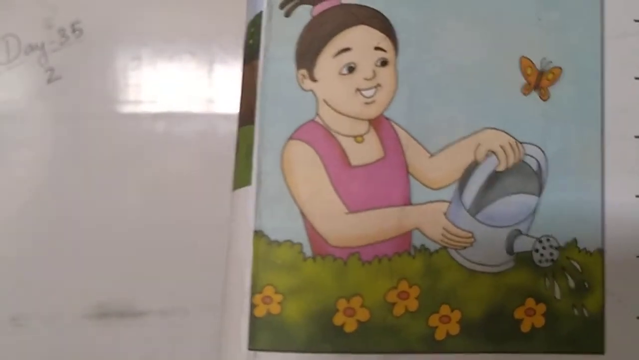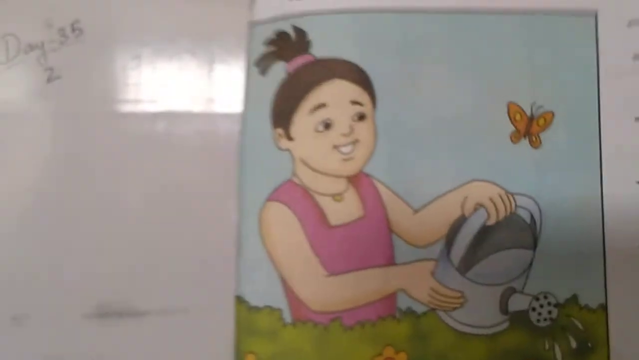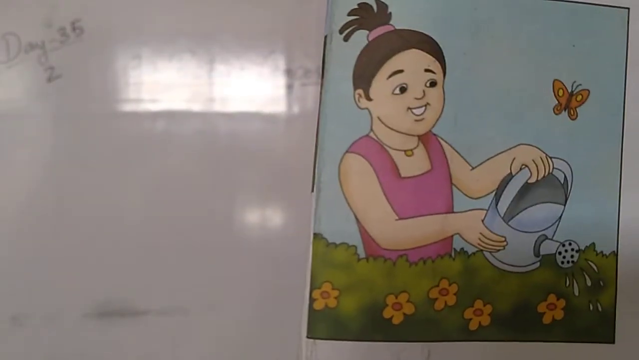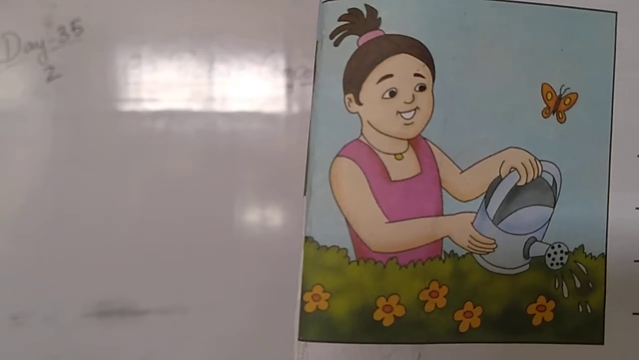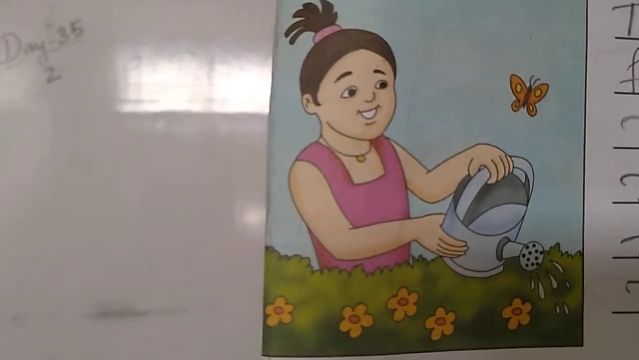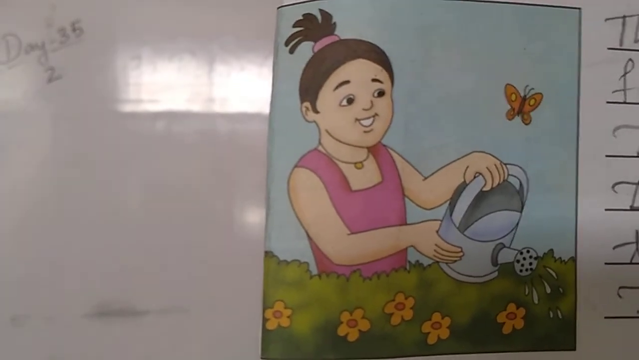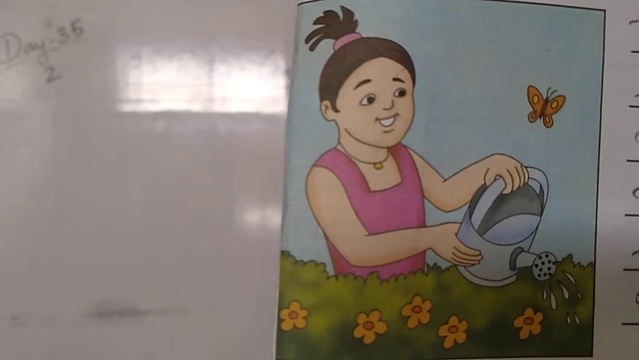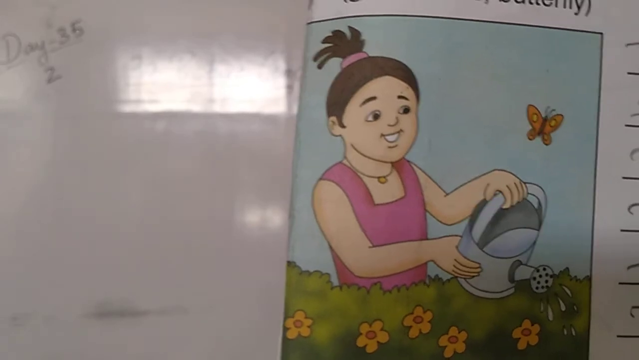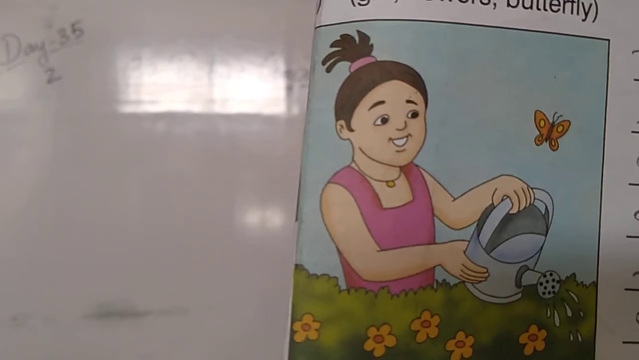What is the girl doing here, children, in this picture? Can you tell me what the girl is doing? The girl is watering the plants. Even you people water the plants at home, children. Why do you water them? Because they have to grow well, and then they will give you good, colorful flowers. In the same way, this girl is watering the plants.